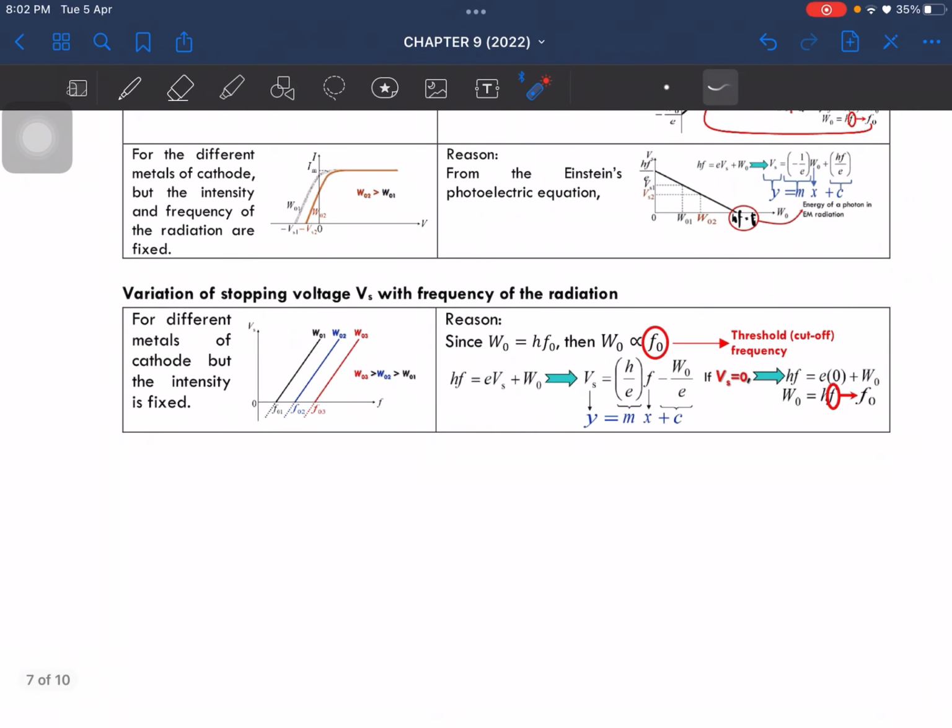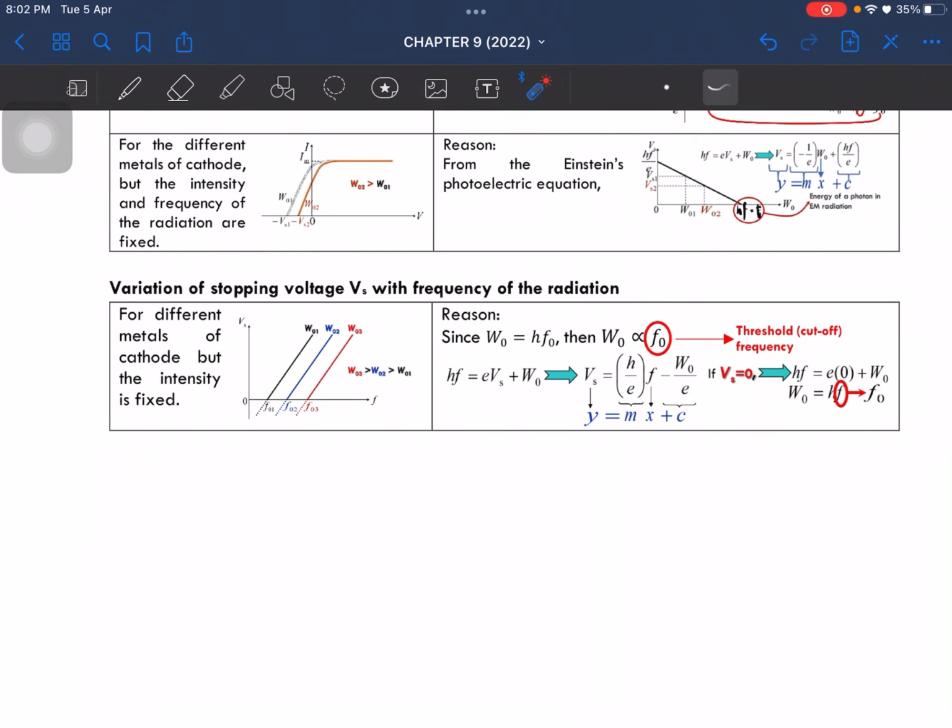This is the variation of stopping voltage with frequency of the radiation. So now the other different metals of cathode, but the intensity is still fixed. Since the work function is equal to this equation here, we can say that the work function is actually directly proportional to the threshold frequency. So this graph can mathematically be written as the one shown here.